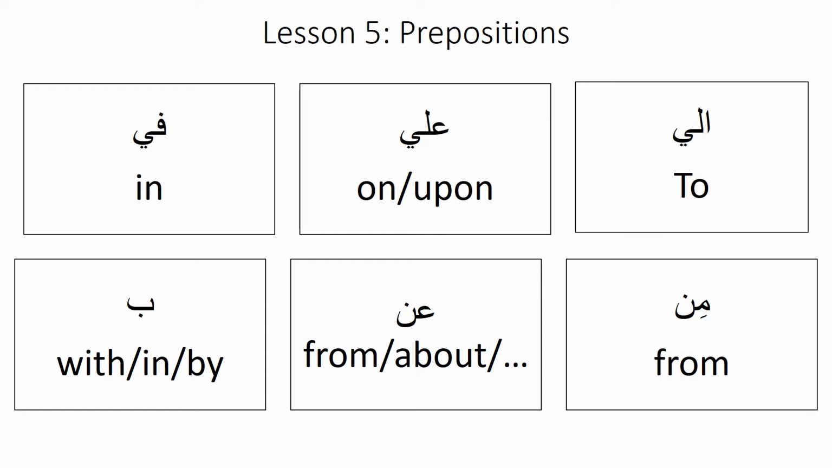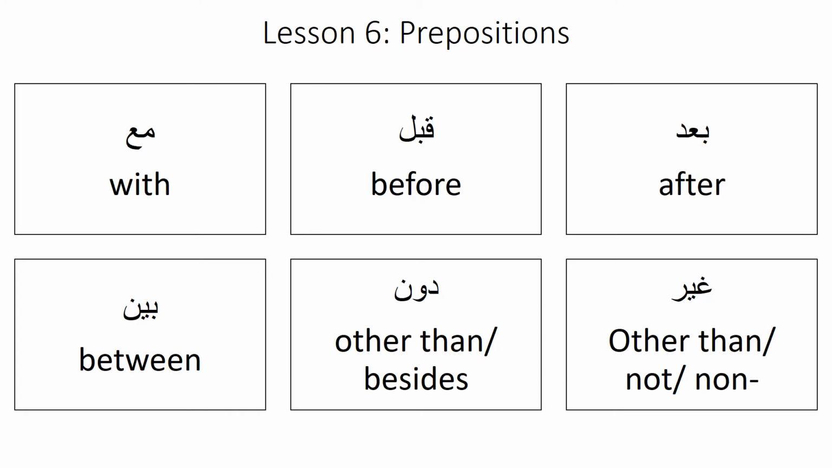So prepositions, they give us more information and more meaning and more details in a sentence. For example, about the location, or the origin. So fi means in, ala means on or upon, ila means to, bi, with a kasra, means with, in, or by. There's a few meanings for bi. An also has a few meanings, from, about, etc. You just learn it as you go, how to use the meaning with whatever word that you're using it with. Min simply means from, so it's easy.